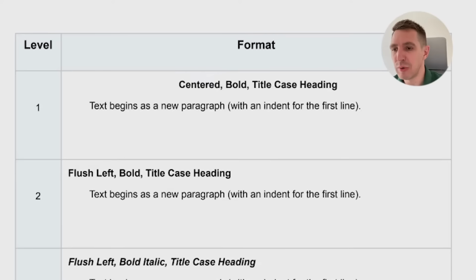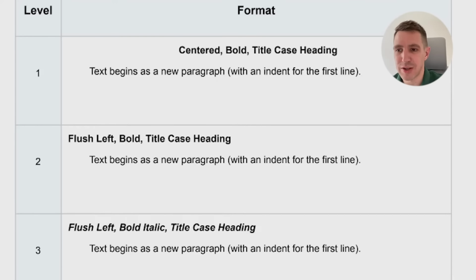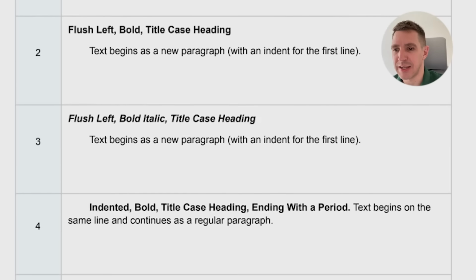So level 1, which is obviously the most common one that you'll use, is centered, it's bold-faced, and it uses title case. The text begins on a completely new paragraph, and that's worth noting because some of the lower levels, the text begins on the same paragraph. Moving on to level 2, this is now flush left, there's no indentation. It is bold, it is title case, and the text begins on a new paragraph. So the difference between level 1 and level 2 is, of course, the left versus center positioning. Then for level 3, it basically is the same as level 2, except it is italicized.